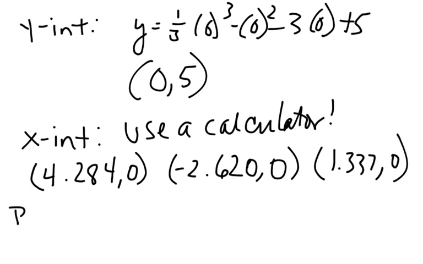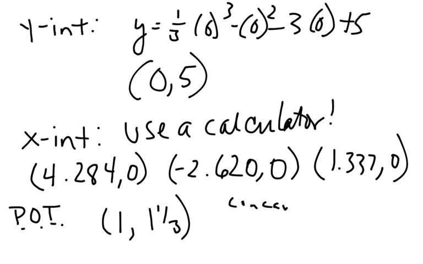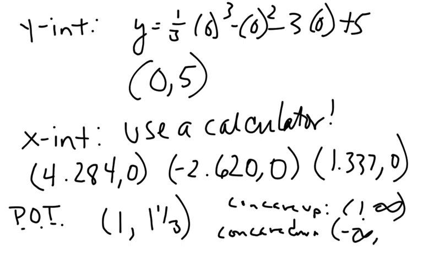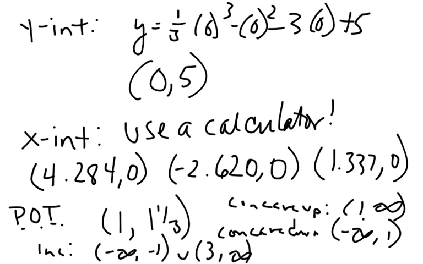Alright, points of inflection. We have the x-coordinate of 1. We plug that into the original function to get the y-coordinate of 1 1/3. And I'm going to go ahead and write the rest of the answers, and you hopefully can figure this out. Concave up is from 1 to infinity. Concave down is from -infinity to 1. Increasing is from -infinity to -1 and 3 to infinity. And decreasing is from -1 to 3.